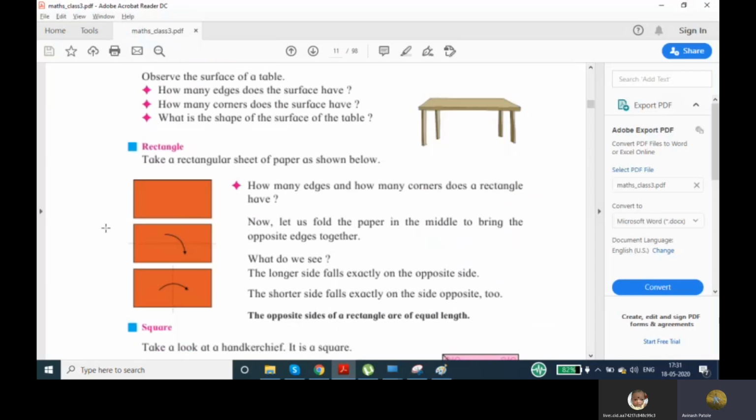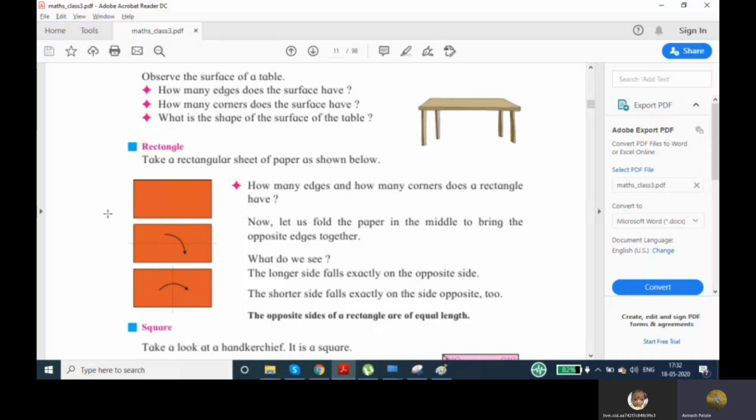Rectangle. Take a rectangular sheet of paper as shown below. So you have to take a piece of paper which is rectangle in its shape. How many edges and how many corners does a rectangle have? Let us count. So we are going to first count the edges. So this is 1, 2, 3 and 4. Let us count the corners now. 1, 2, 3 and 4.